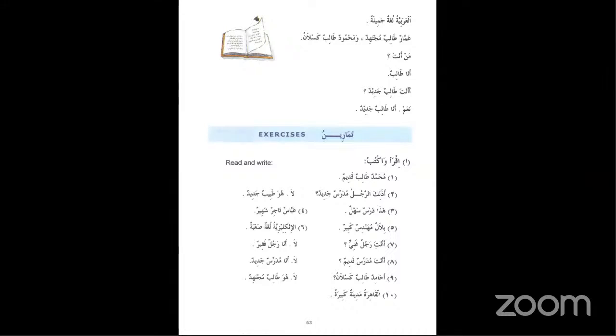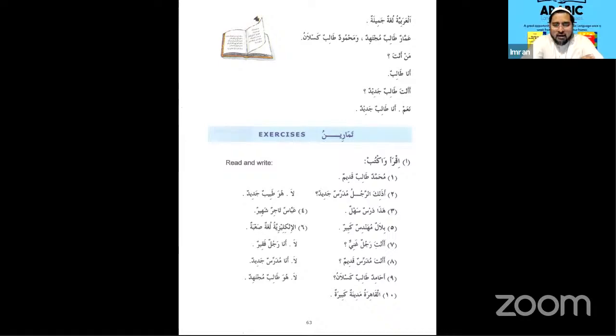Iqra waqtub, read and write. Muhammadun talibun qadimun. Muhammad is a old student, because talibun is indefinite. There could be many students in the class, so it is a, not the. Talibun qadimun means is an old student. Muhammad is a old student.